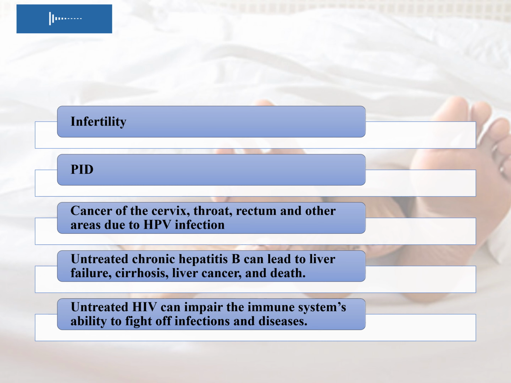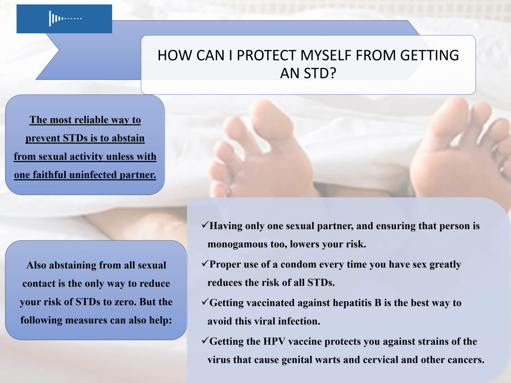Untreated HIV can impair the immune system's ability to fight off infections and diseases. How to protect yourself from getting an STD? The most reliable way to prevent STDs is to abstain from sexual activity unless with one faithful uninfected partner. Also, abstaining from all sexual contact is the only way to reduce your risk of STD to zero, but the following measures can also help.